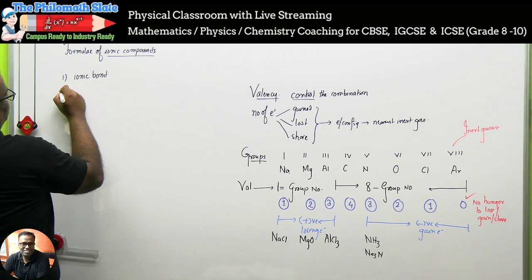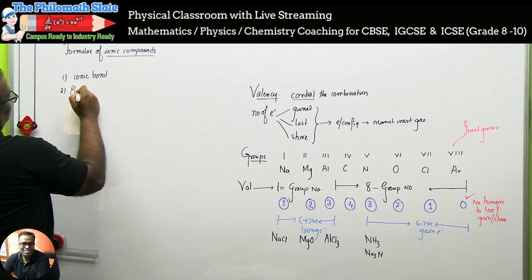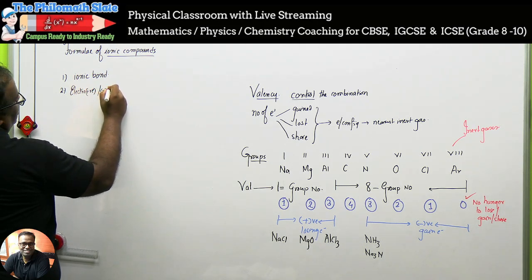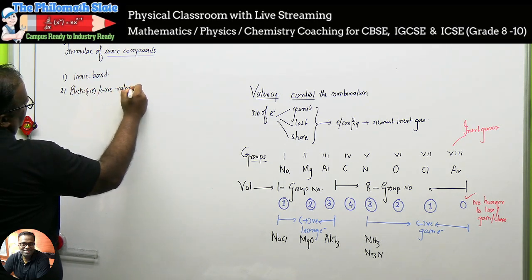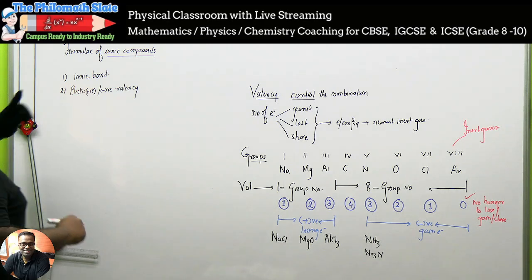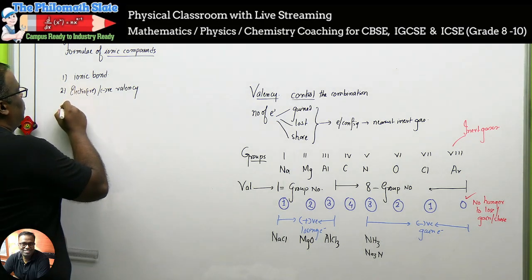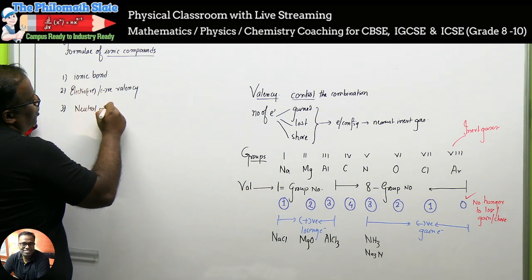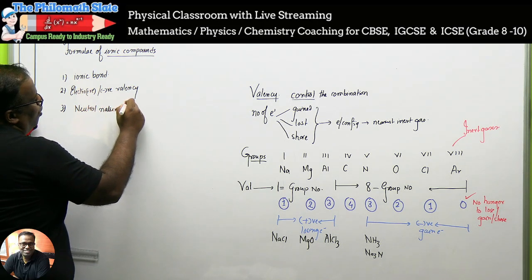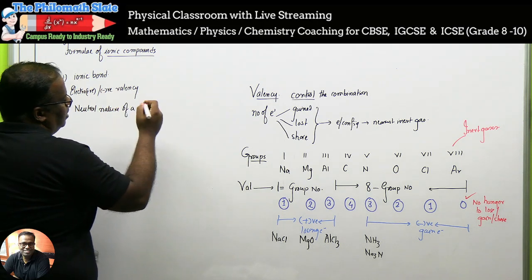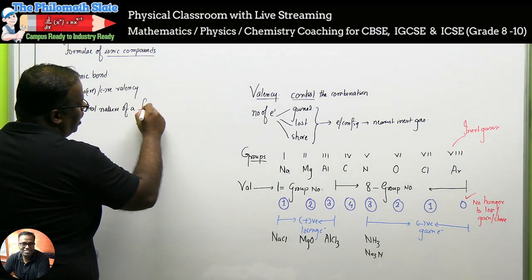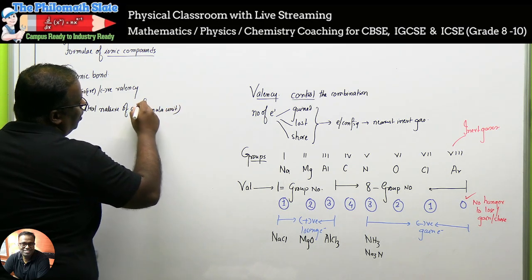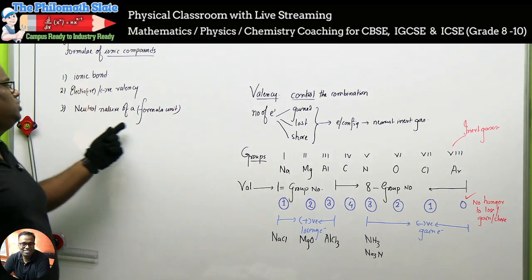Do you understand this or not? Electropositive and electronegative valency. Check if there is anything you don't know, let me know. Neutral nature of... I won't use the word molecule here. I will use the word formula unit, because in ionic bond we don't form molecules, we call it a formula unit. Neutral nature of formula unit.